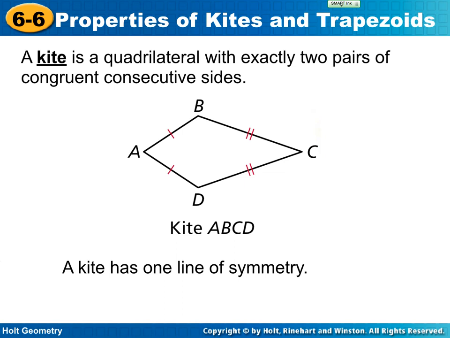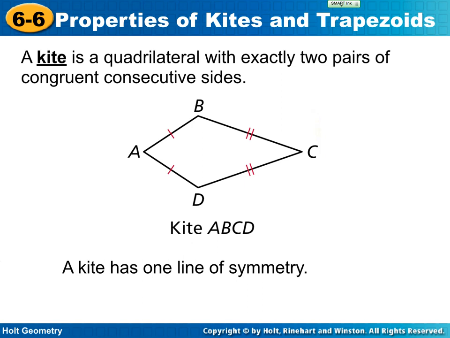Definitions are not in your notes, so you need to add some definitions. So the first shape is a kite. A kite is a quadrilateral with exactly 2 pair of congruent consecutive sides.